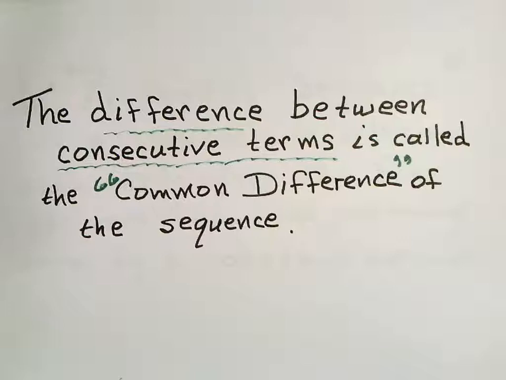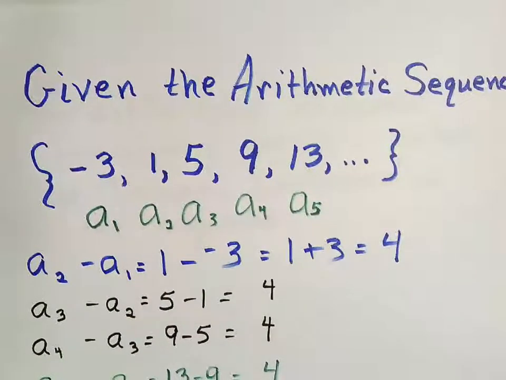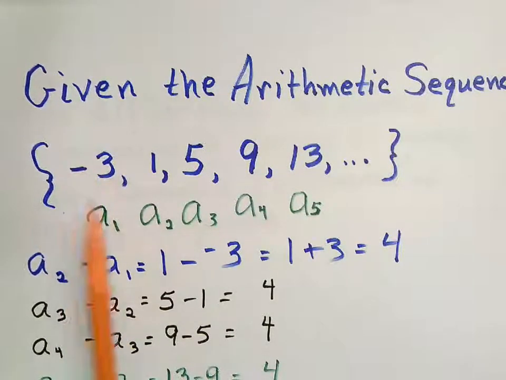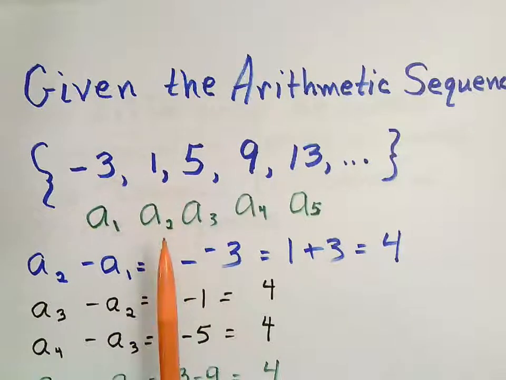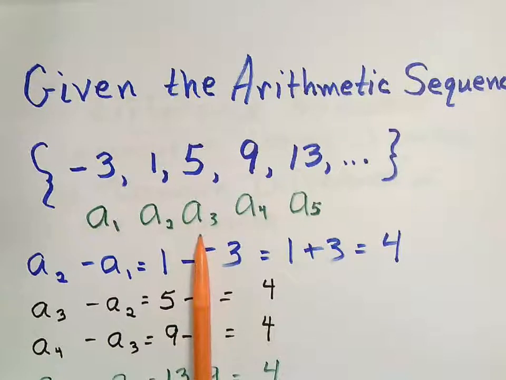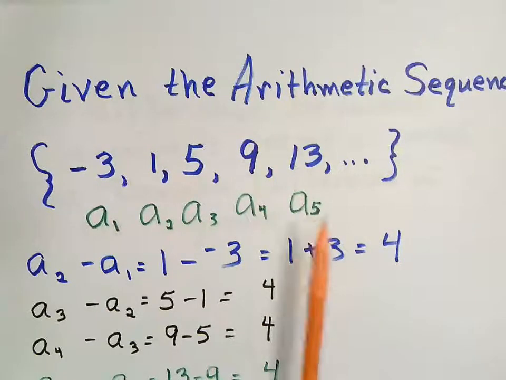We're going to look at the first 5 terms of this particular arithmetic sequence. The a sub 1, the first term, is negative 3. The second term, a sub 2, is 1. The third term, a sub 3, is 5. The fourth term, a sub 4, is 9. The fifth term, a sub 5, is 13.